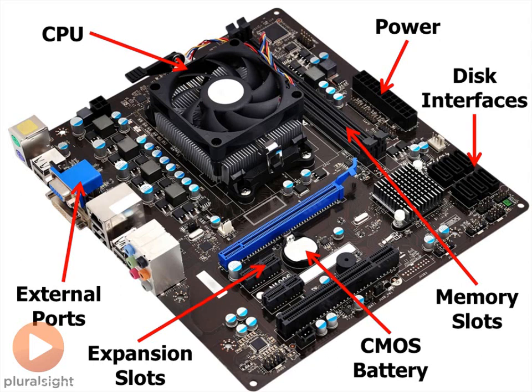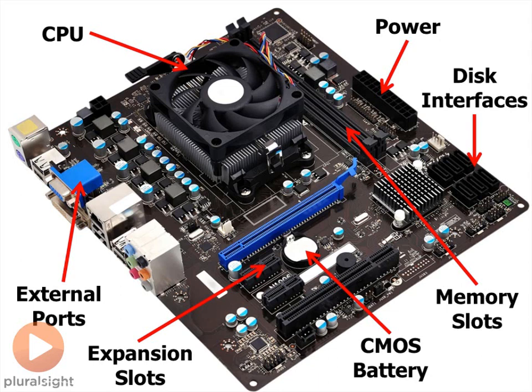Kind of surrounding the CMOS battery there, we have expansion slots. Expansion slots is something we'll talk about in more detail later on in this lesson. This is where we can expand the motherboard to allow the connection of additional components. And then finally, the last item we have here, and we can get moving along into some of the specifics on the motherboards themselves, are the external ports. And there's a lot of them.